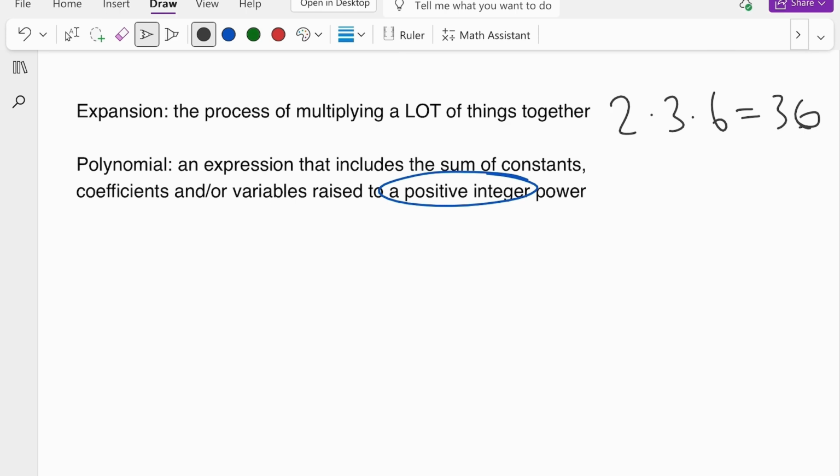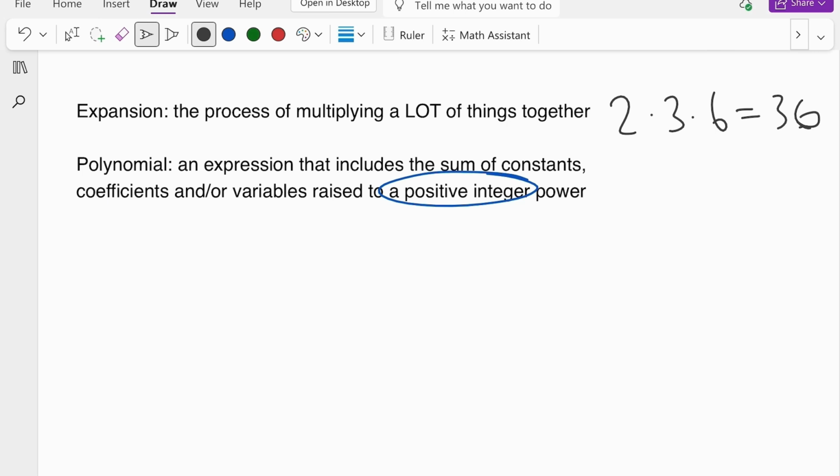Now, we're going to be talking about polynomials. And it's important to get this definition straight because a lot of people have mistakes or some kind of misconception about it. A polynomial is an expression that includes the sum of constants, coefficients, and/or variables raised to a positive integer power. Now, when I say sum, I mean something like x plus 2. But also, it could just be one term. It doesn't need to be a sum necessarily.